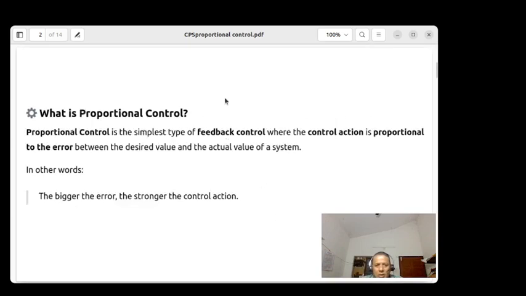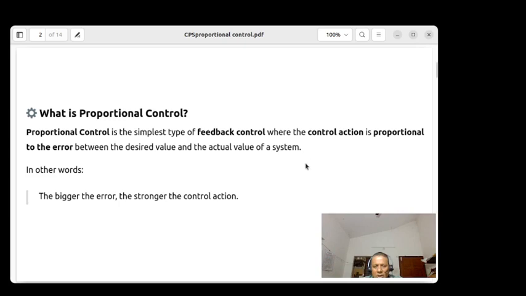And now we can study in detail about proportional control. What is proportional control? Proportional control is the simplest feedback control, where the control action is proportional to the error between the desired value and the actual value of the system. Suppose the water in the tank has a temperature of 30 degrees, and we require the temperature to be 35 degrees.